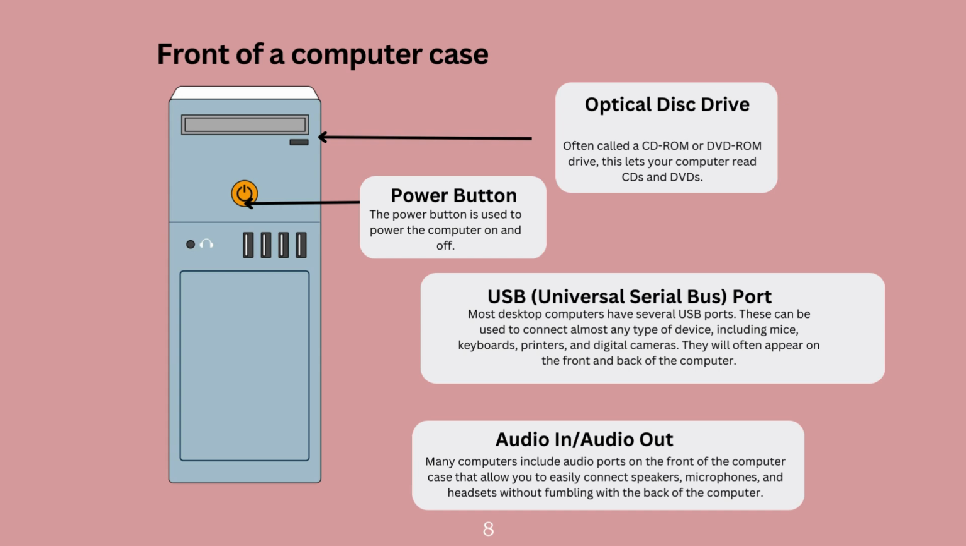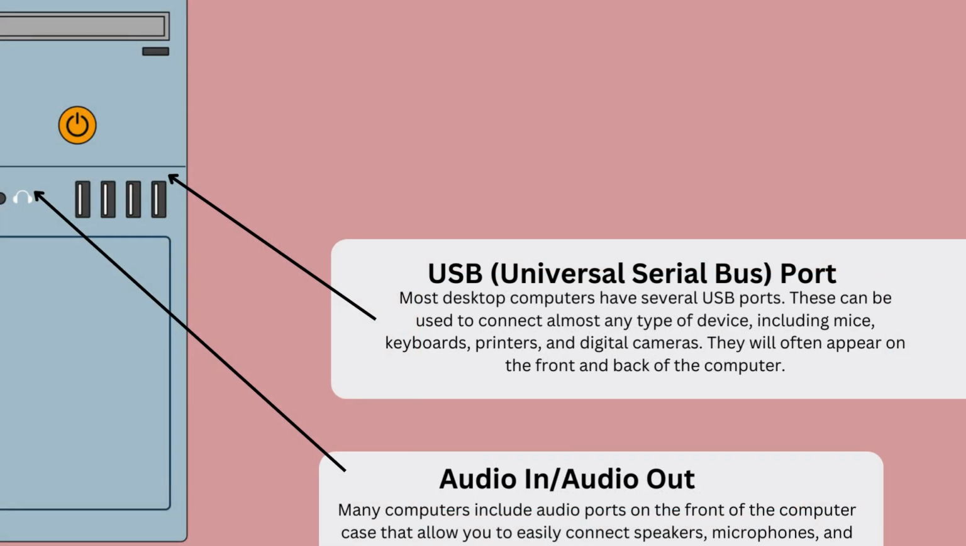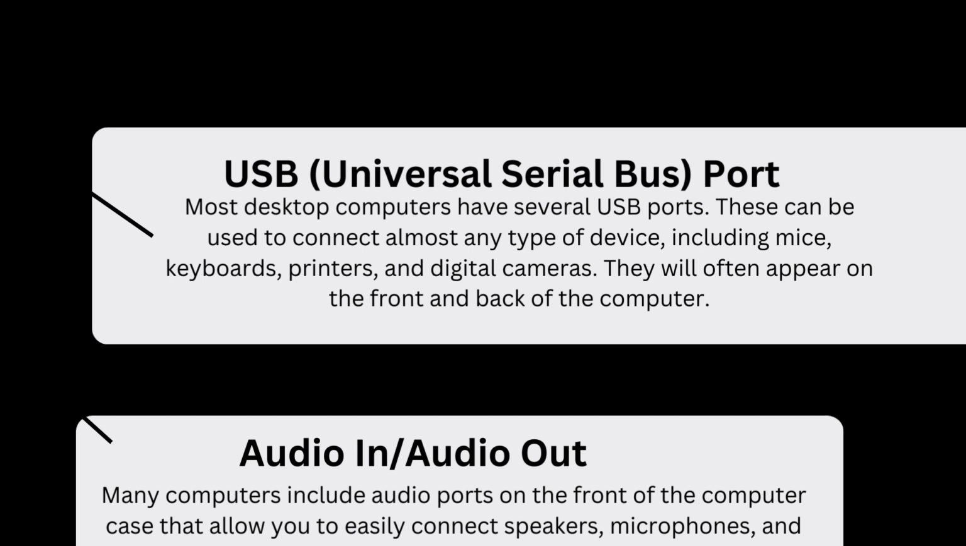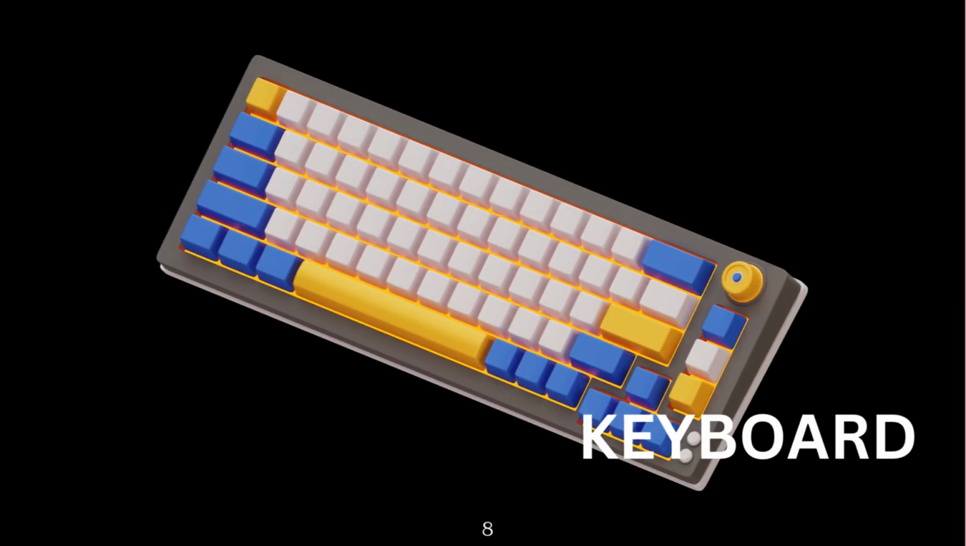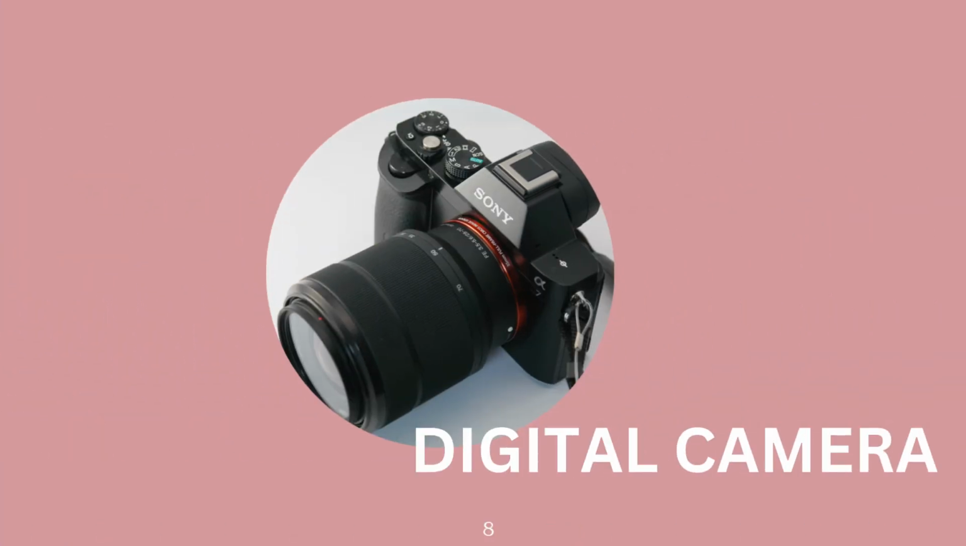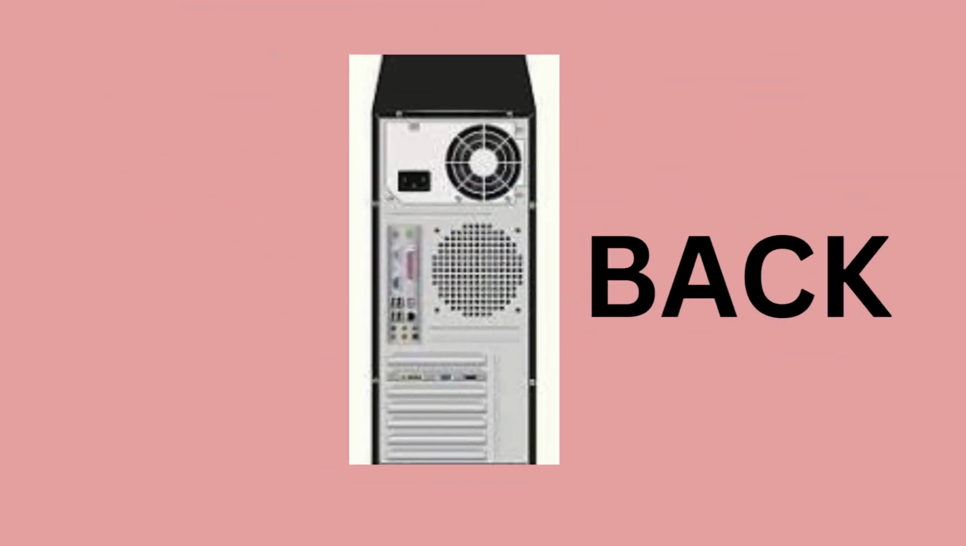Then also below that, you can see two buttons: the USB and the audio. USB means Universal Serial Bus, the USB port. Most desktop computers have several USB ports. These can be used to connect almost any type of device, including mice, keyboards, printers, and digital cameras. They will often appear on the front and back of the computer.